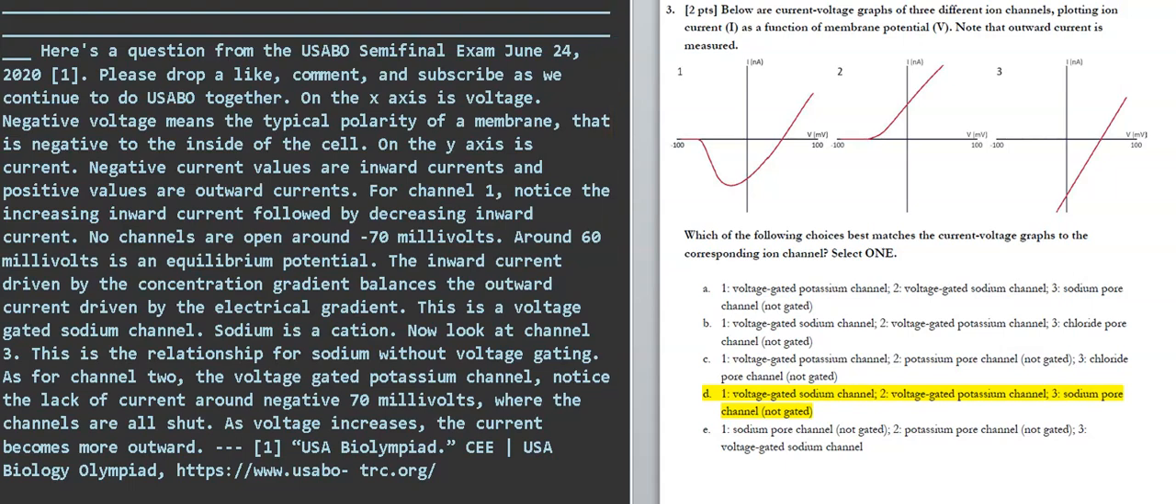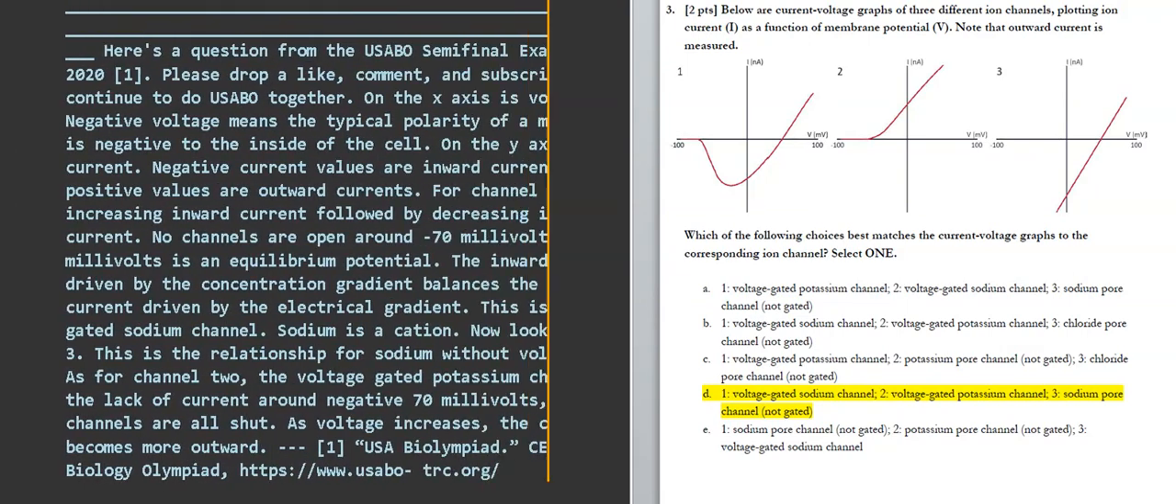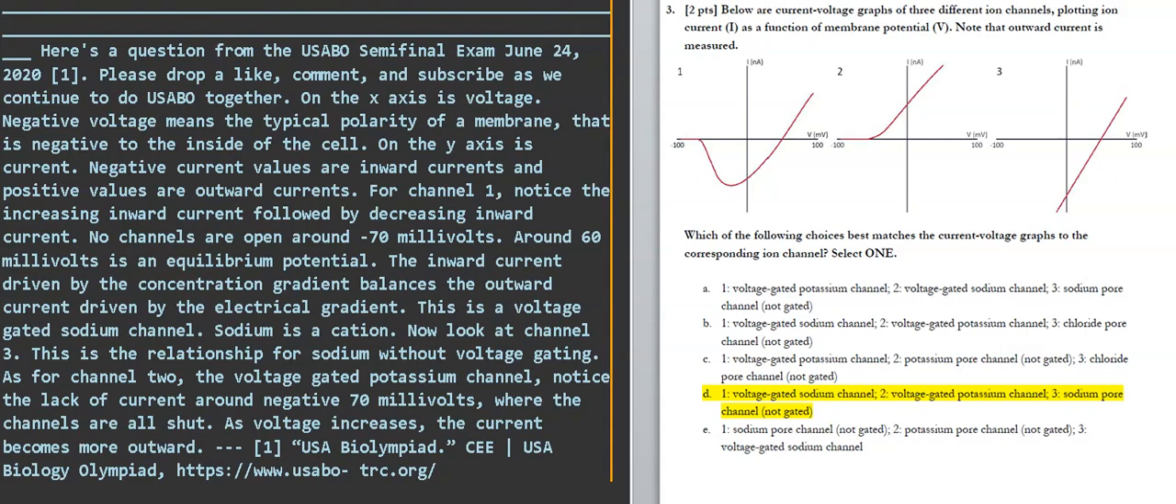For channel 1, notice the increasing inward current followed by decreasing inward current. No channels are open around -70 mV.